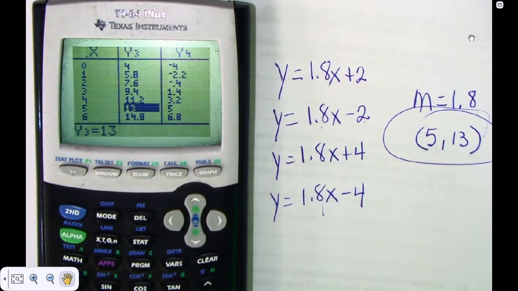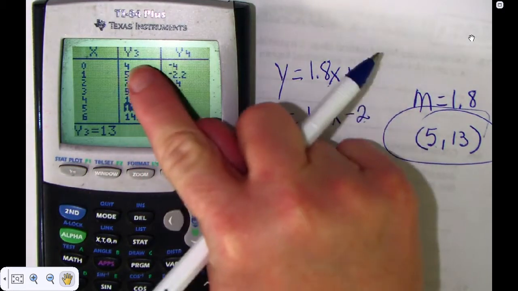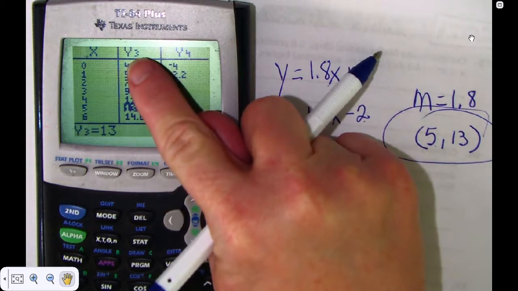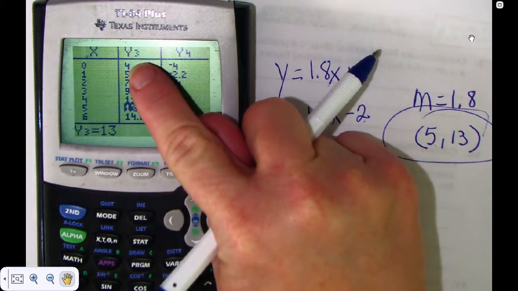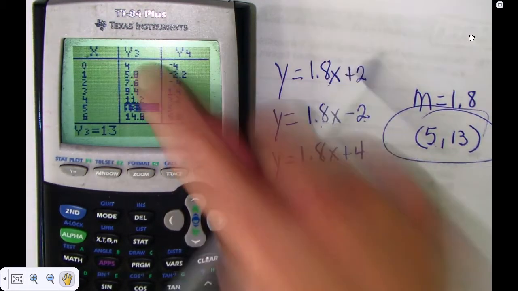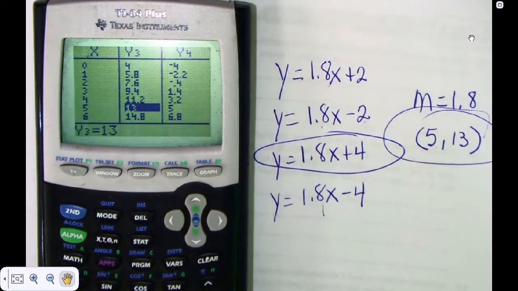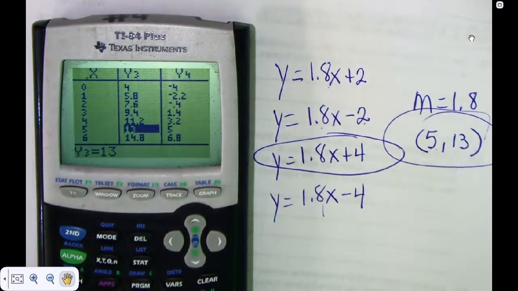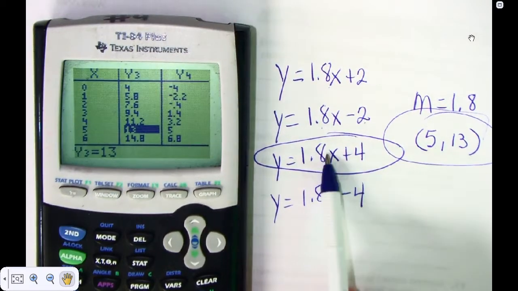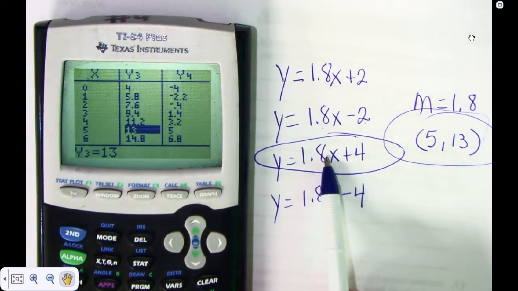Oh, there it is, right there. Can everybody see it? So what equation is it? Look at the top. What's that? Y3. True? So that means it's the third equation that's going to work. That's going to go through 5, 13.